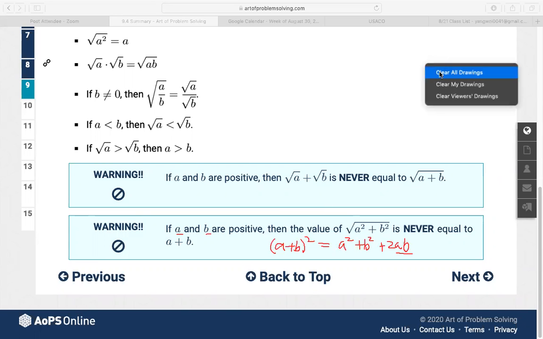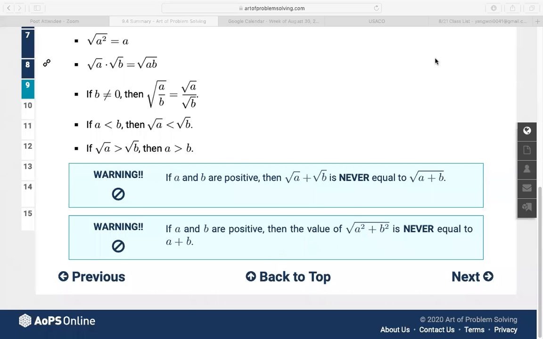If you want to make sure they're equal, definitely a should equal 0 or b equals 0. Otherwise, they will not be equal, okay? So this is a very important concept we learn in this chapter.